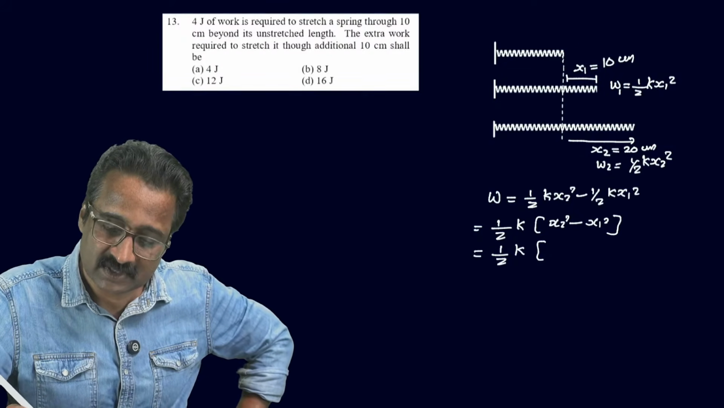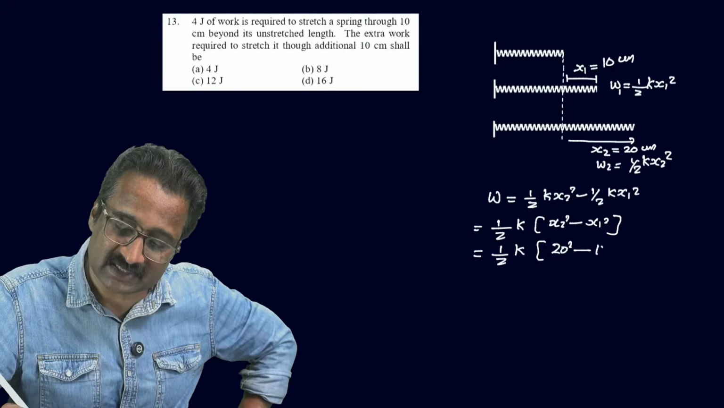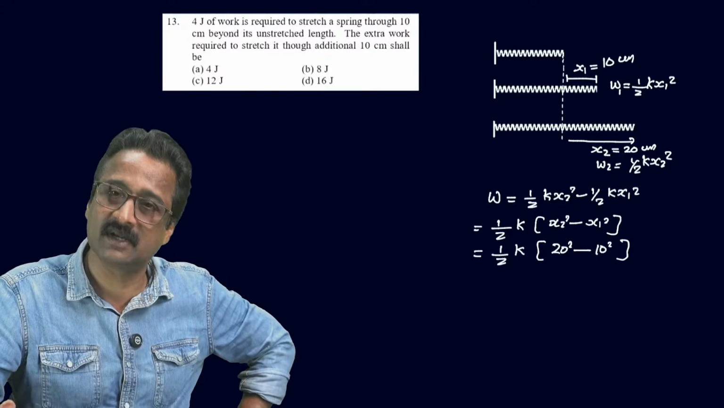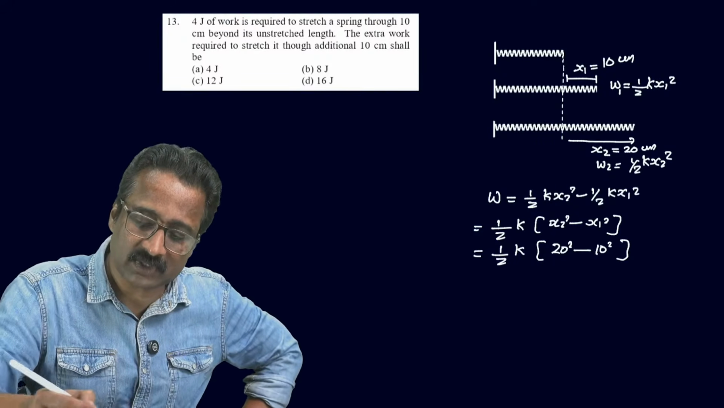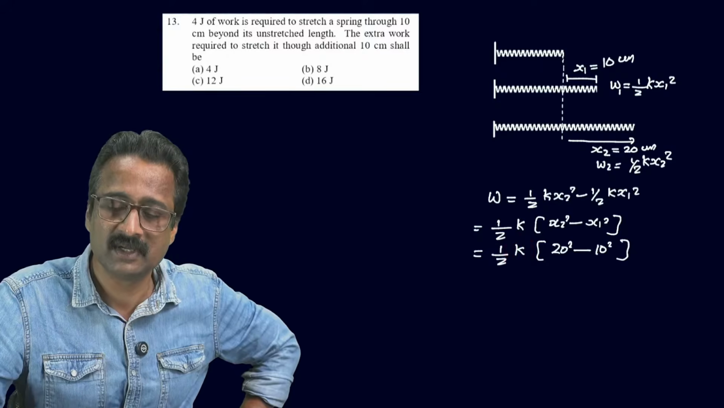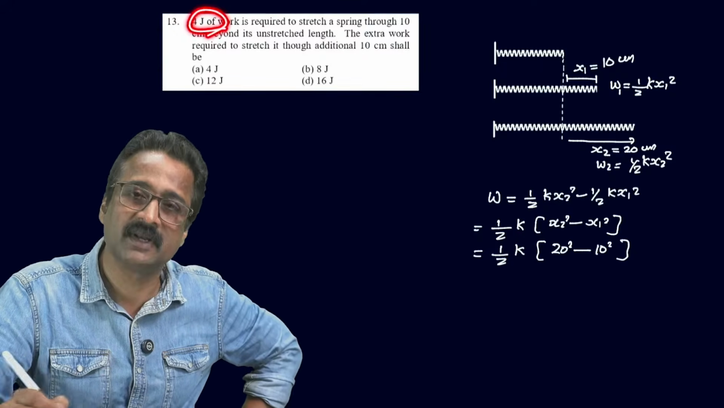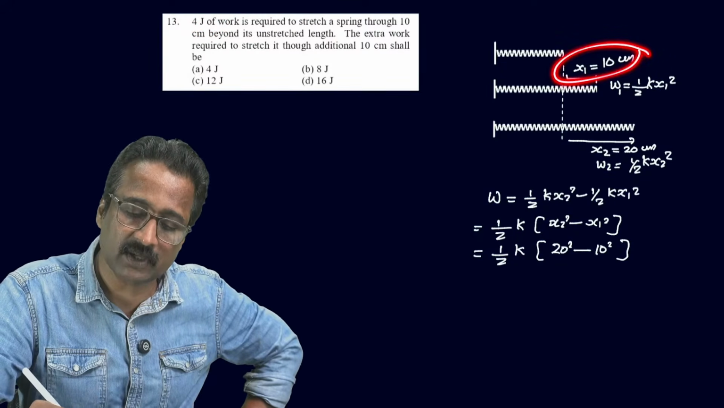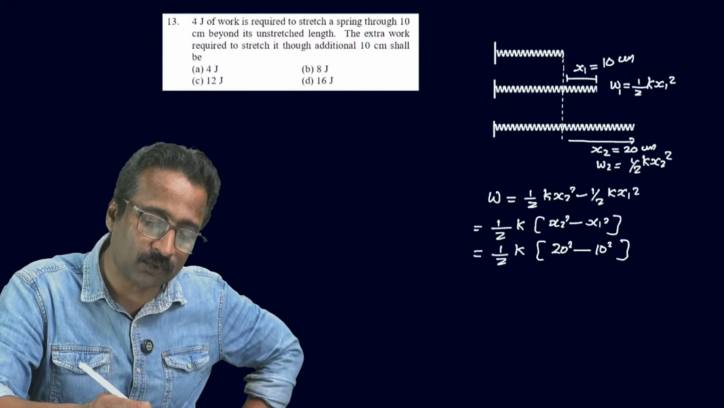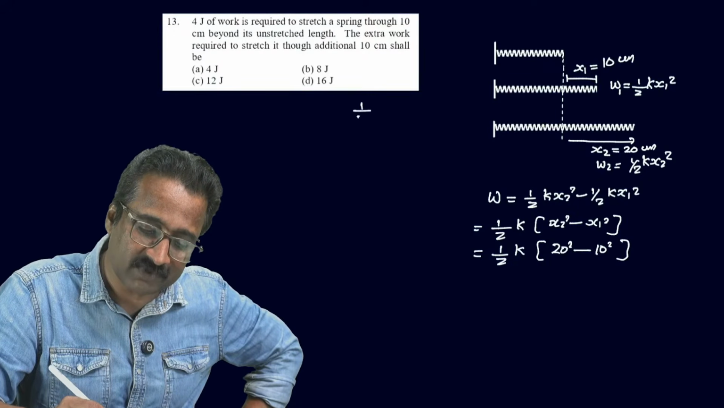So this is 20 squared minus 10 squared. This is it. Your answer is in this. But the issue is that the value of K has not been given. We can get it from the first statement they gave, because they say the work required to stretch it through 10 centimeters is 4 joules. So let me write that equation and find what K is.